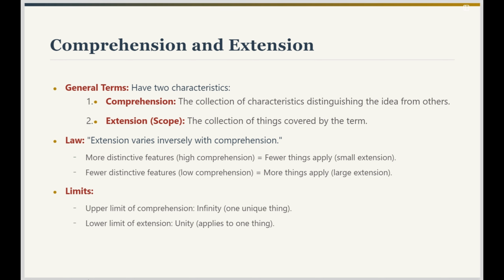Think equilateral triangle: very specific, high comprehension, so only a few types exist, small extension. But if you just say polygon, it's vague, low comprehension, but covers tons of shapes, large extension. You can't have infinite defining features for one thing. That'd mean no two things could share it. And you can't have a term covering everything. Unity is the minimum. It's a balancing act.